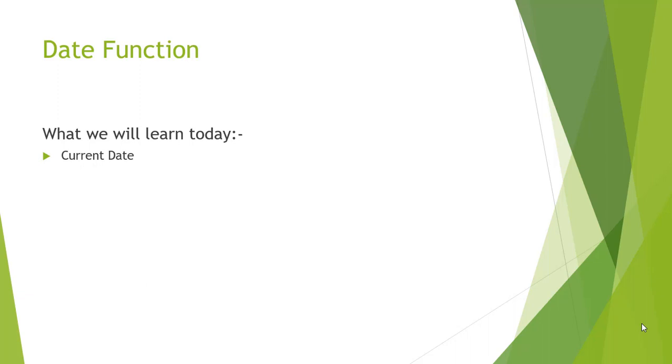In date functions, we are going to learn the current date, like what is the date today, and also extract day, month and year separately from the date. And I will tell you the shortcut to display date and time. Afterwards we will do a small exercise. So let's begin.